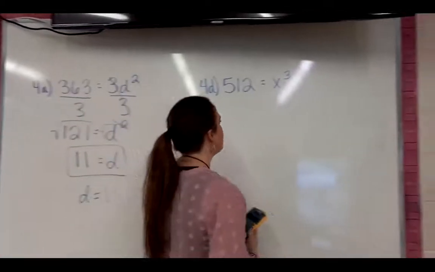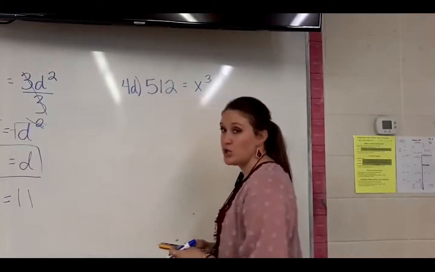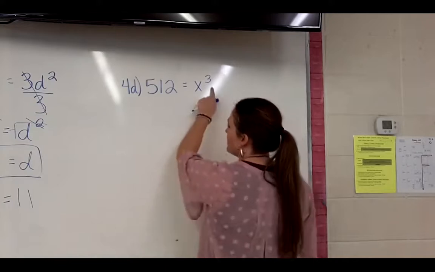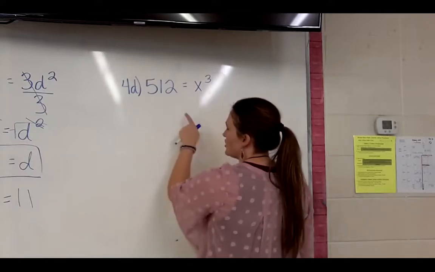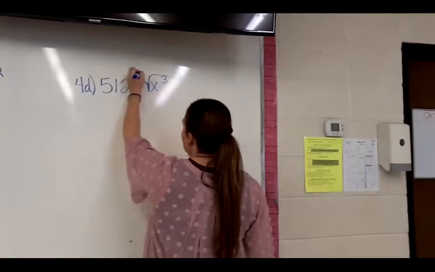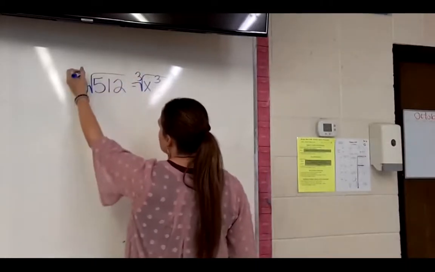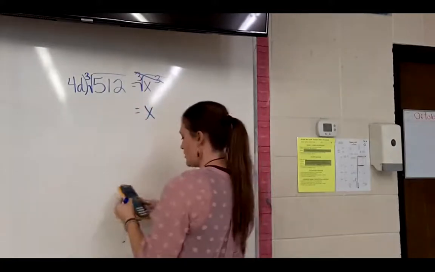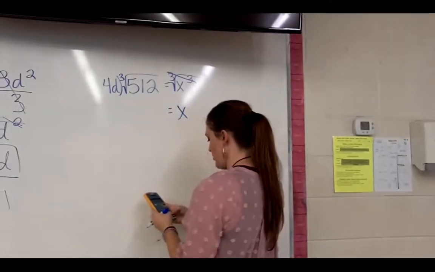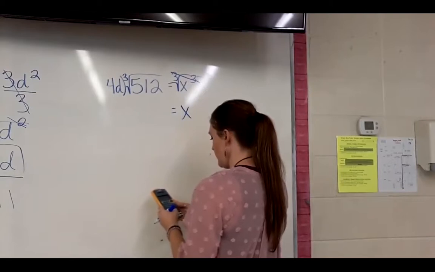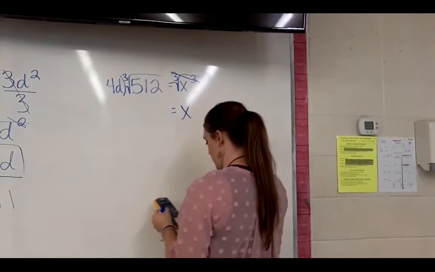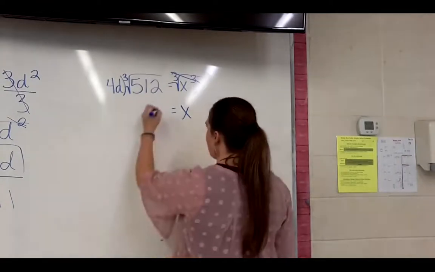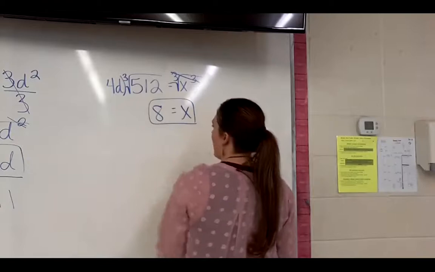Okay, on D, we have 512 equals x cubed. Now it's to the third power. So to do the opposite, because that's all I have to get rid of to solve for x, there's nothing else to do first, I have to take the cube root of both sides. Not the square root, the cube root. That's what will cancel that. So the cube root of 512, we get 8. x equals 8.